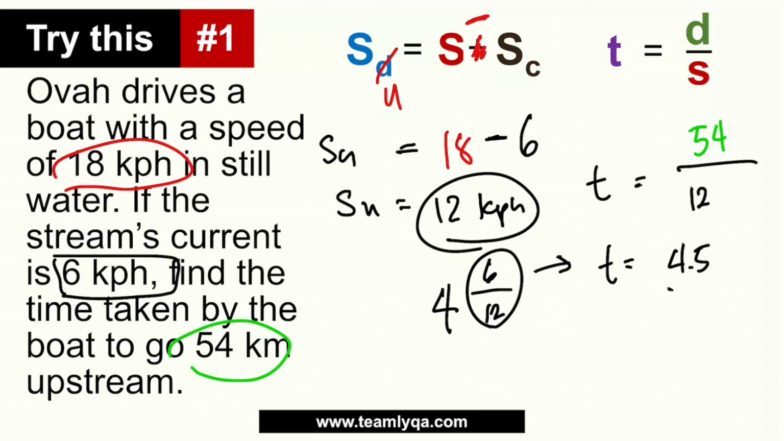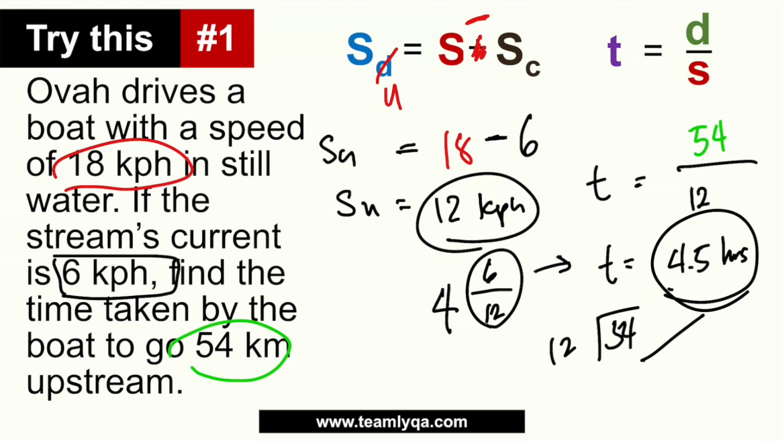Okay? You can do it like that para alam mo na right away na 4.5 hours yung kailangan. Or, kung gusto mo rin, pwede rin na i-divide mo siya. As in, 54 divided by 12. Okay? The answer will still be 4.5. So, whatever you did, basta 4.5 yung naging sagot mo, that would be great. Lalo na sa mga aptitude exams.